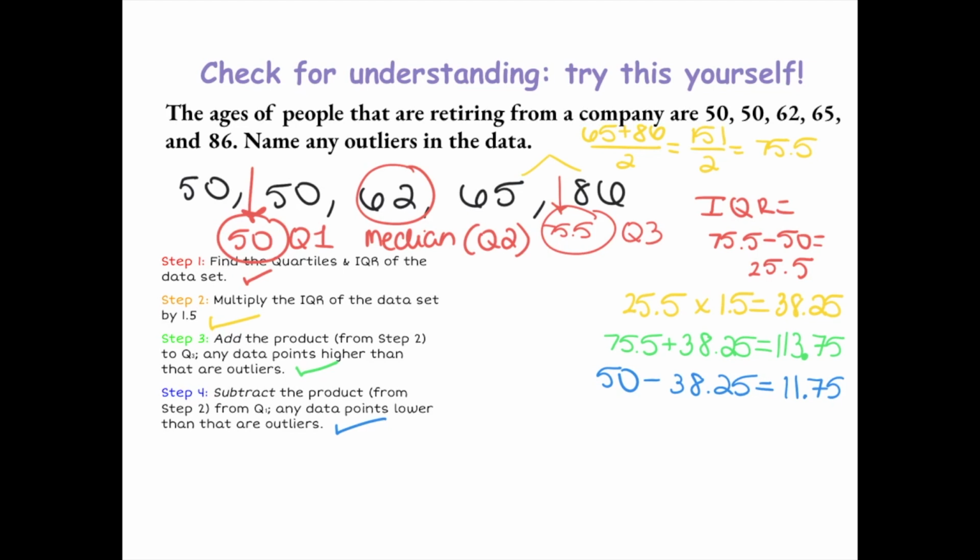So because we don't have any numbers that are greater than 113.75 or less than 11.75, for this problem, we have no outliers.